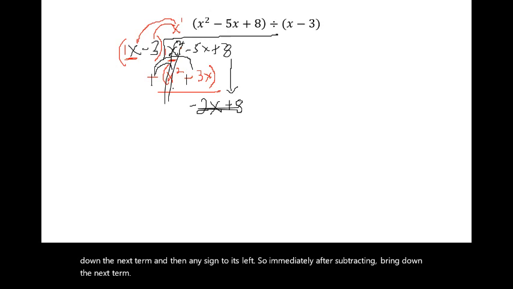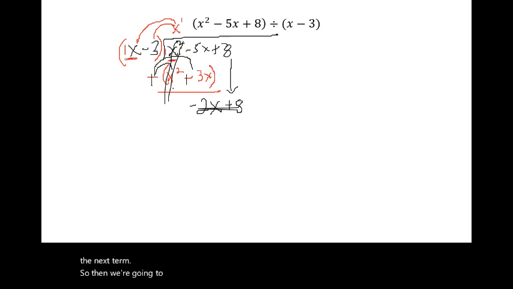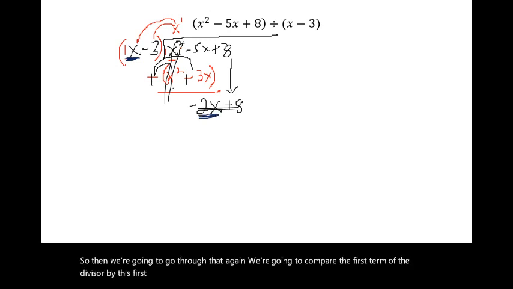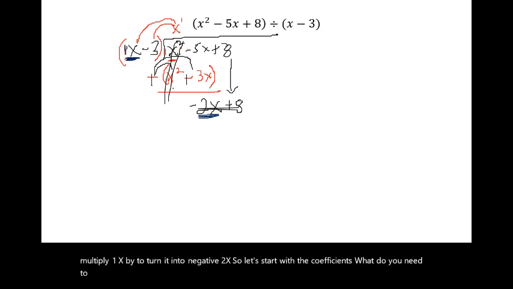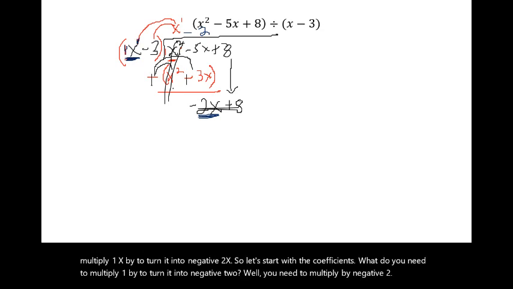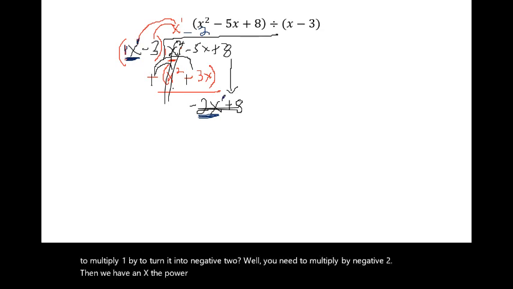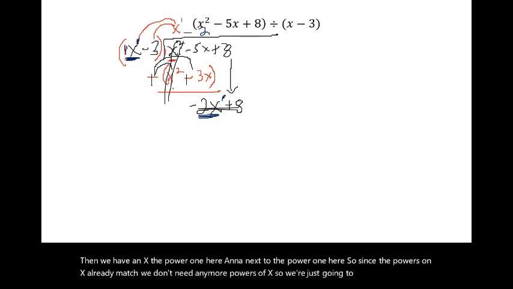So then we're going to go through that again. We're going to compare the first term in the divisor by this first term down here this time. And what we're going to ask is, what do I need to multiply 1x by to turn it into negative 2x? So let's start with the coefficients. What do you need to multiply 1 by to turn it into negative 2? Well, you need to multiply it by negative 2. Then we have an x to the power 1 here and an x to the power 1 here. So since the powers on x already match, we don't need any more powers of x, so we're just going to multiply it by negative 2.